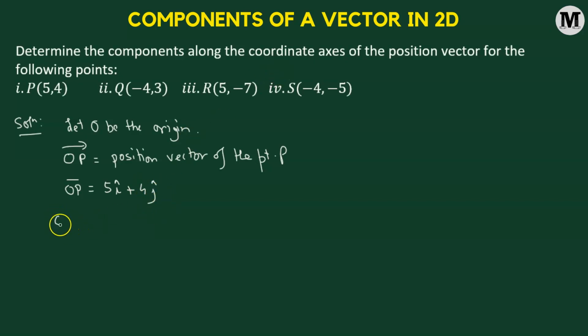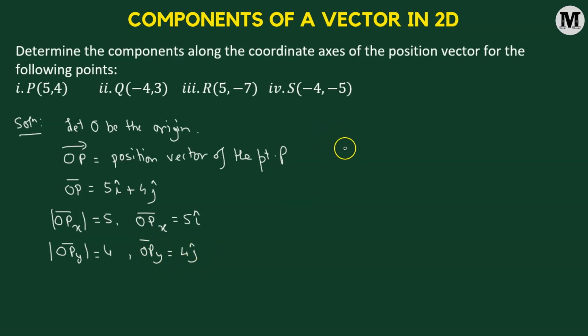So we will find the components of OP along the x-axis. We are only considering the magnitude. So if we consider the magnitude, this is going to be equal to 5. But if we consider the vector OP along the x-axis, that's going to be 5 i cap. Then we have the vector OP along the y-axis. If we only want the component, that's going to be 4. And the vector OP along the y-axis is going to be equal to 4 j cap.